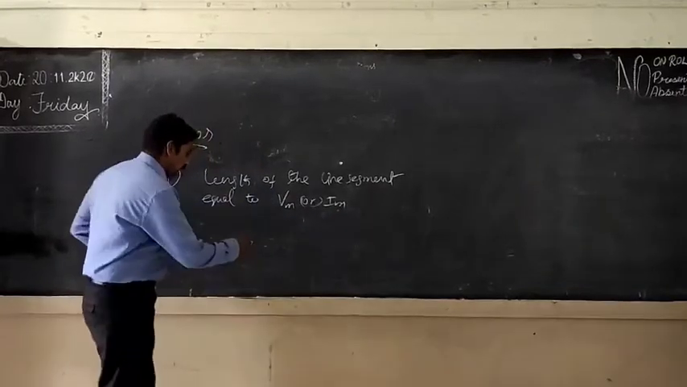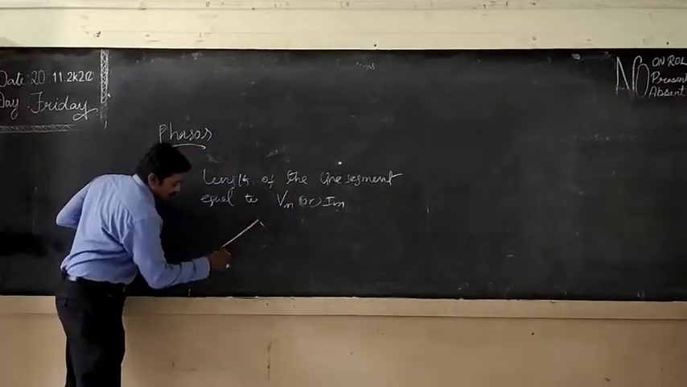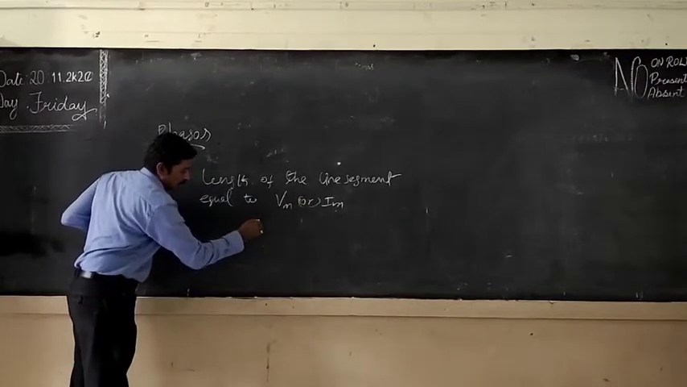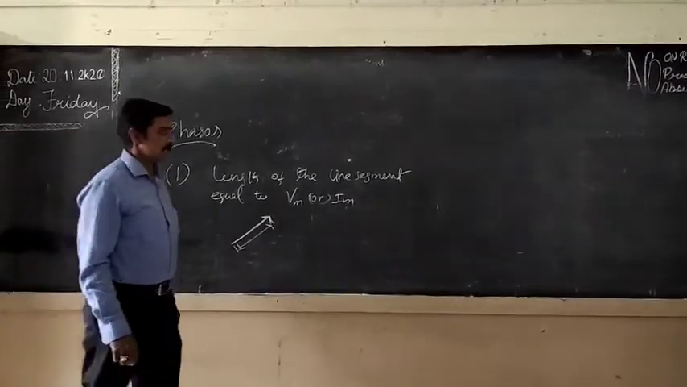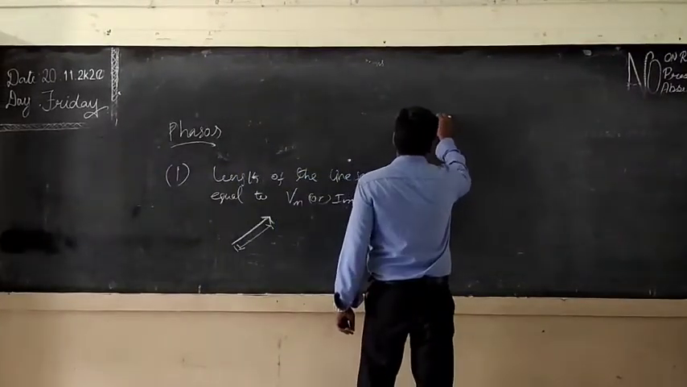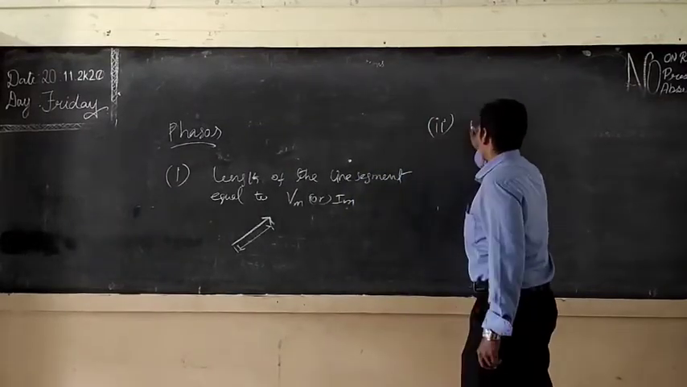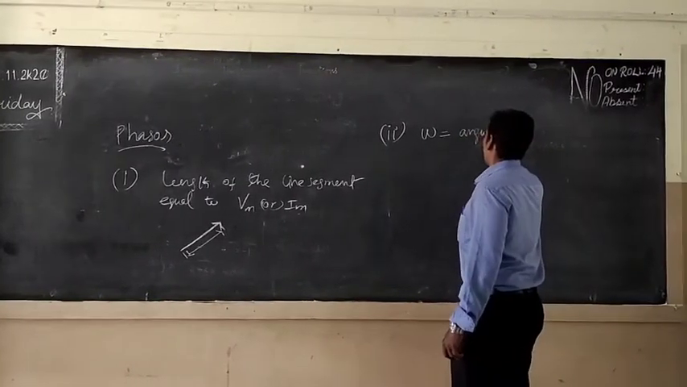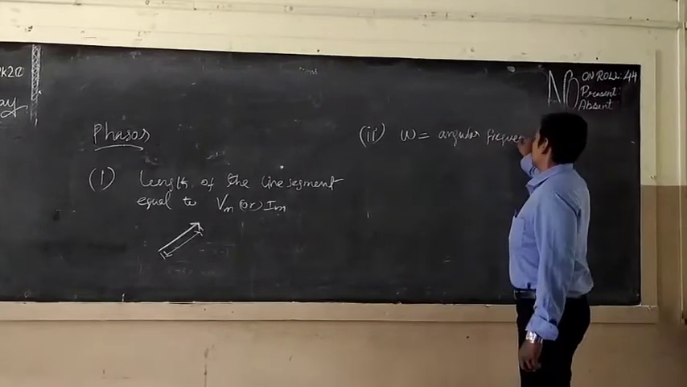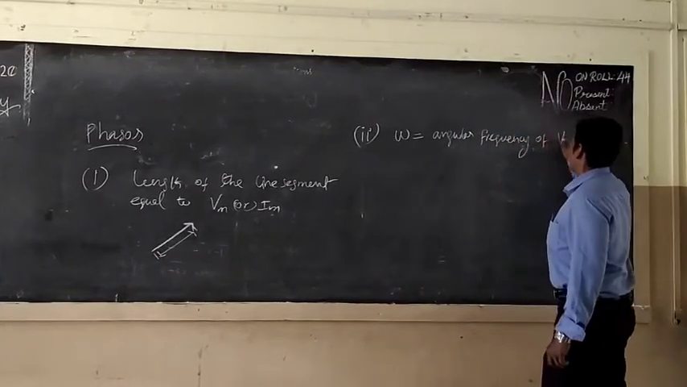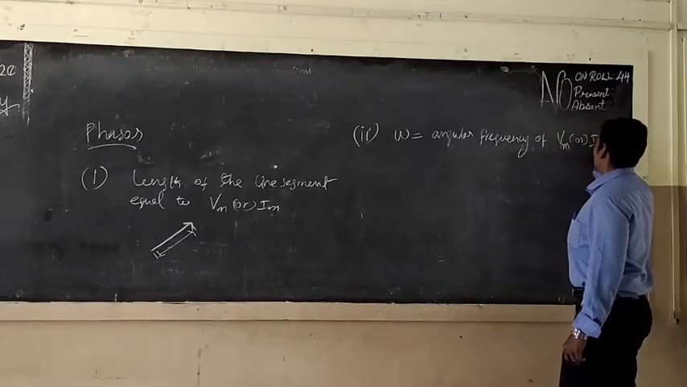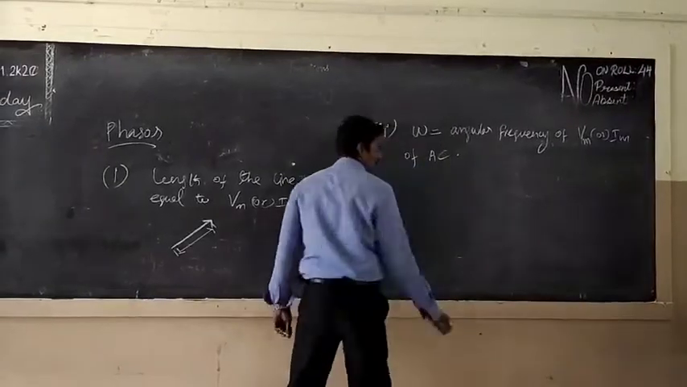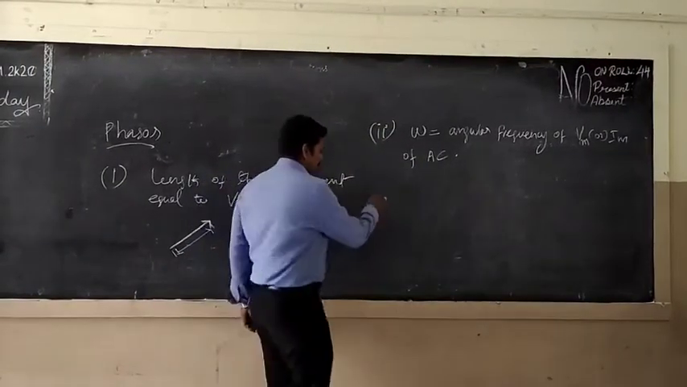The line segment, for example, I draw a diagram. This line segment represents the length, which is equal to Vm or Im. This is the first point. Second point of the phasor will be the angular velocity, which is equal to the angular frequency of the AC. This is the second point.